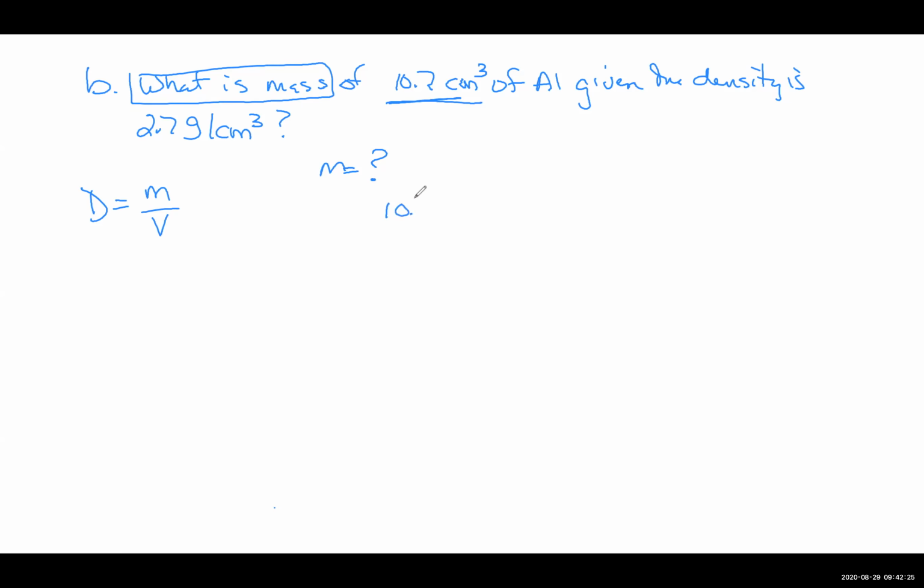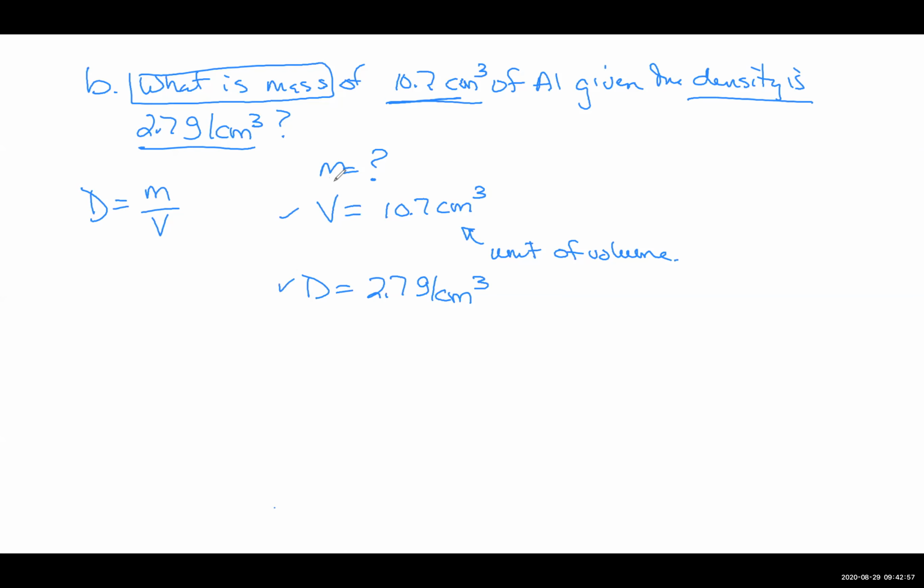And we have this, we have 10.7 cubic centimeters. What is 10.7 cubic centimeters? Well, it doesn't give you exactly what it is. So you have to look at the unit. This is a unit of volume. And so we know then that volume must be 10.7 cubic centimeters. So it didn't say what is the mass of a volume of 10.7. It just gave you 10.7. And then what else is given to us? We have a density of 2.7 grams per cubic centimeters. So in this problem, we're given volume and density, and we have to solve for mass.